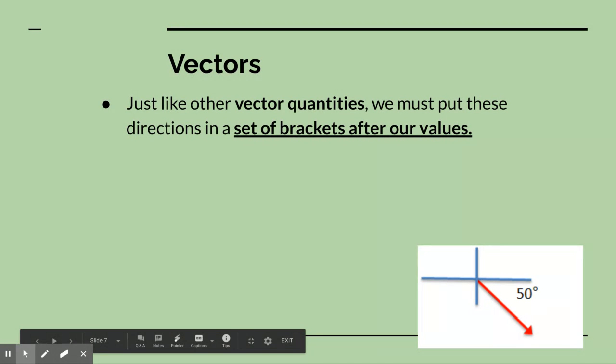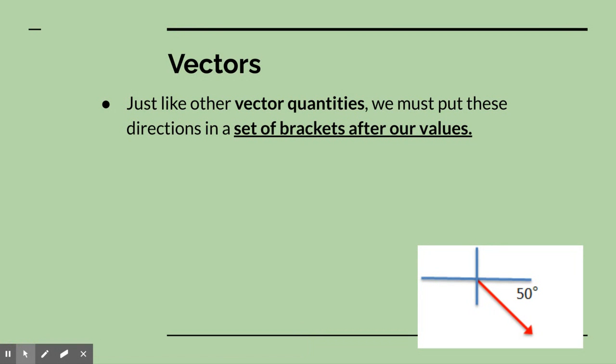Just like other vector quantities, we must put these directions in a set of brackets after our values. This is more or less just talking about when we have to identify a particular vector quantity and how we identify the direction it's moving.